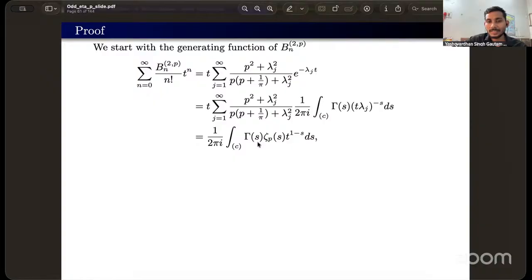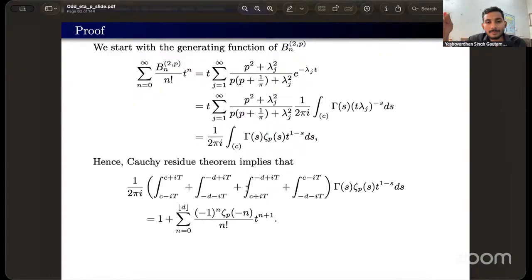Now we'll take this infinite sum inside this integration. We'll have gamma of s, zeta p of s t to the power minus 1 minus s. Now, what we'll do here, we have a line integral in the complex plane. Now we'll take C in the right half plane greater than 1, and we'll take a rectangle contour. So one vertical line will be in the left half. For example, we can take the left line at less than -1. And for the positive C line, we can take the right line greater than C.